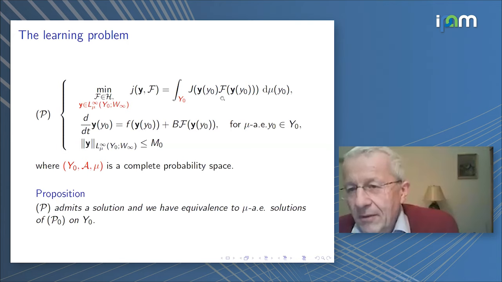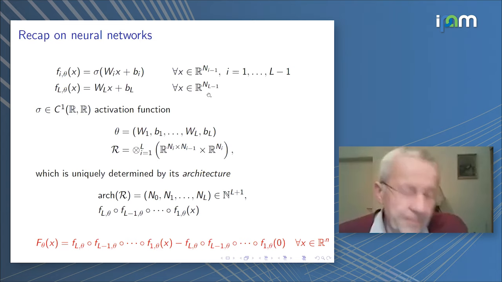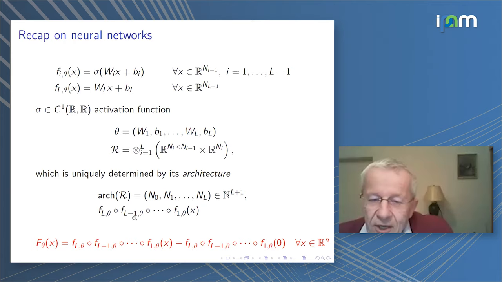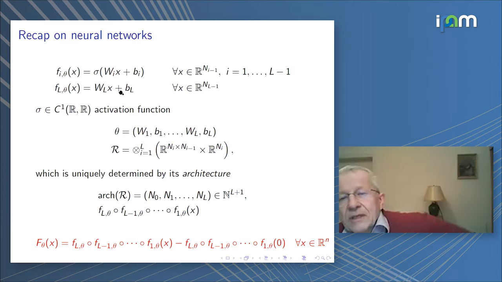Everybody knows neural networks. Nonetheless, one slide on a recap of neural networks. Let's start down here. Each layer is represented by a function little f. The network is represented by the composition of these functions. Each one of these functions, f_i, except the uppermost one, consists of an affine part with an activation function acting on it, and only the uppermost one, the highest layer, is just affine. Theta are the parameters of the network, the matrices and the coefficients b.